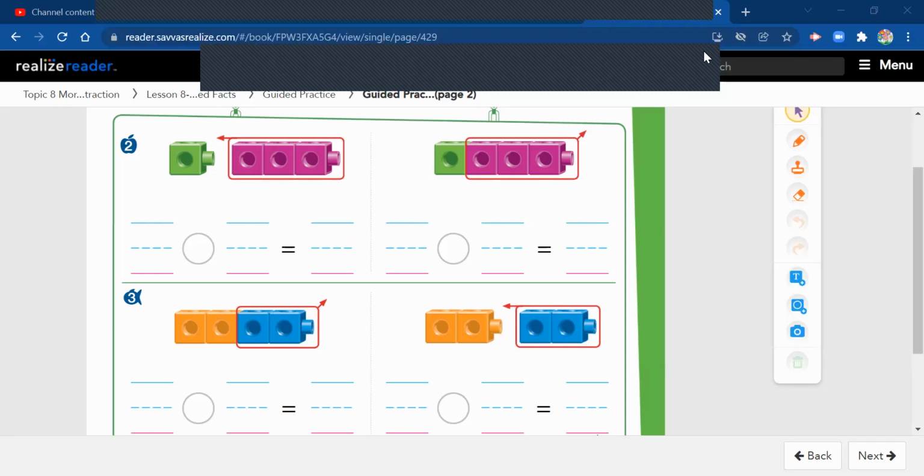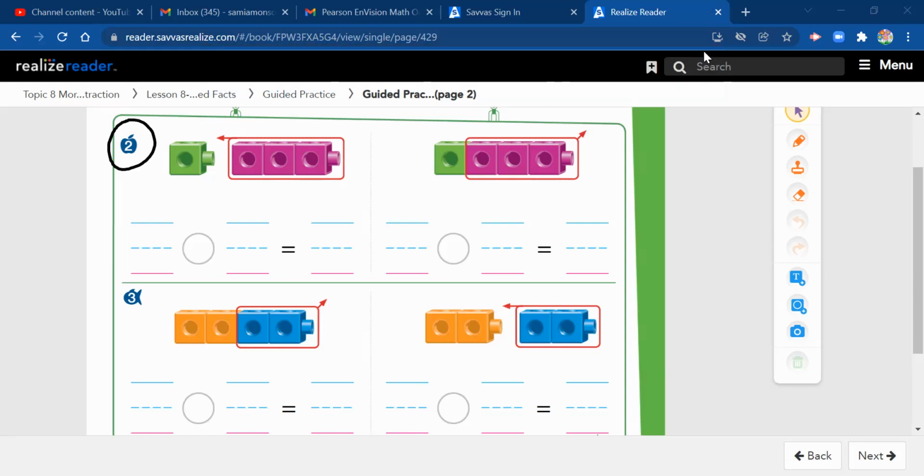Okay, we're going to use cubes. You're going to decide whether the cubes show addition or subtraction. You can make up your own stories to match these cubes, and then we're going to write the equations to tell the related facts. So let's look at number 2 here.